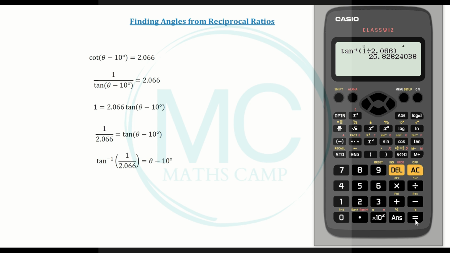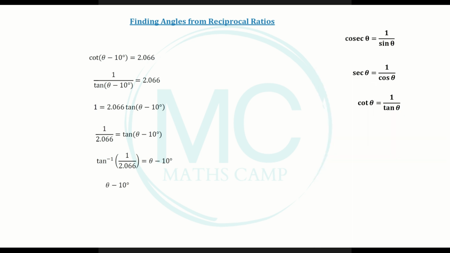25,828 degrees. But this value is equal to theta minus 10 degrees. So over here, we can say theta minus 10 degrees is equal to 25,83 degrees. Now we can find the value of theta. And to do this, we're going to add 10 degrees to each side. And we see that theta is equal to 35,83 degrees.